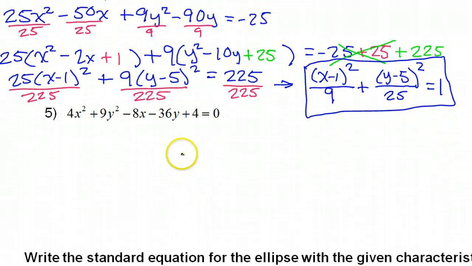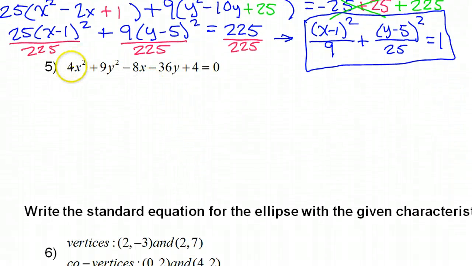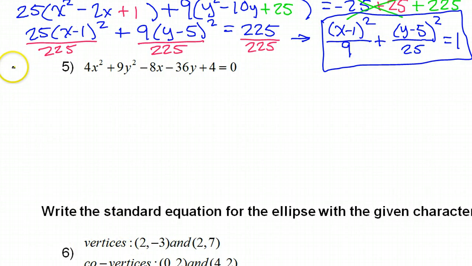All right, taking a look at number 5. This is going to be another ellipse. All right, so I guess we're supposed to say that. Ellipse. Again, if the x and y are both squared, I know it's either going to be a circle or an ellipse. If the coefficients are different, it's an ellipse. All right, it's lopsided. If the coefficients were both the same, that would make it a circle.